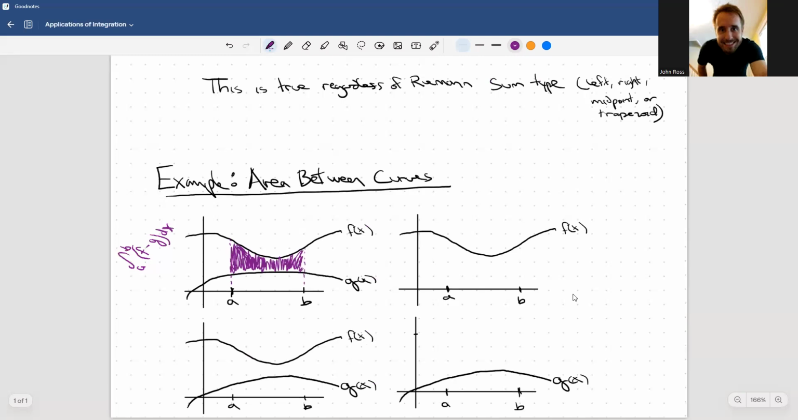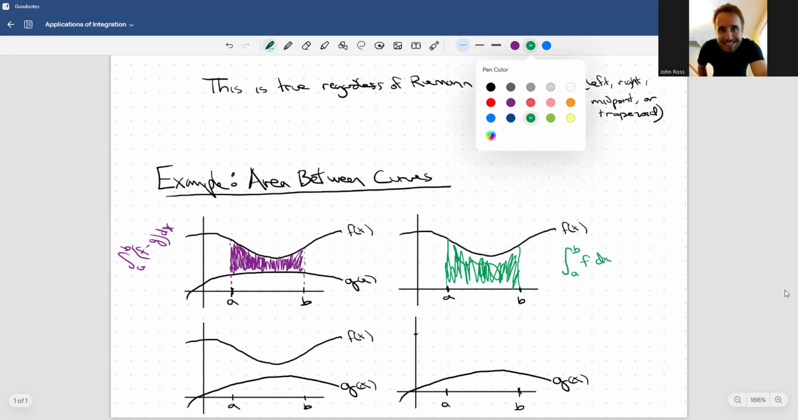We can reason it out pretty quickly just by making the following observations. If I wanted to calculate this total area, that green area, it is just the integral from a to b of f. And if I want to calculate a slightly different area, let's say in light green, I want to calculate this area.